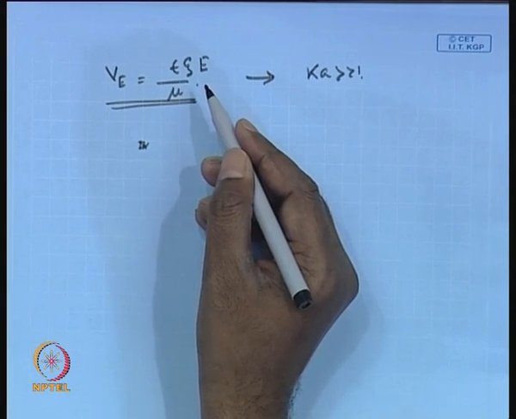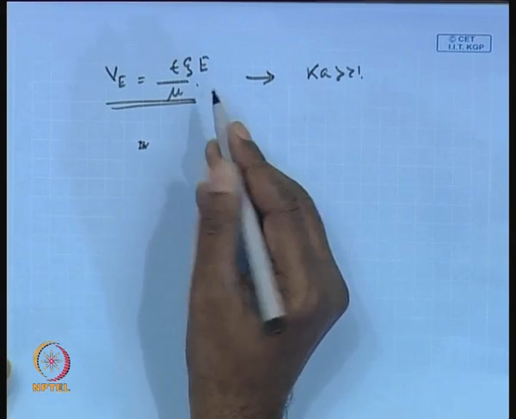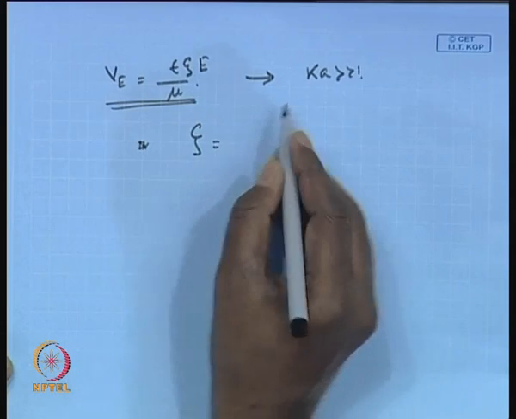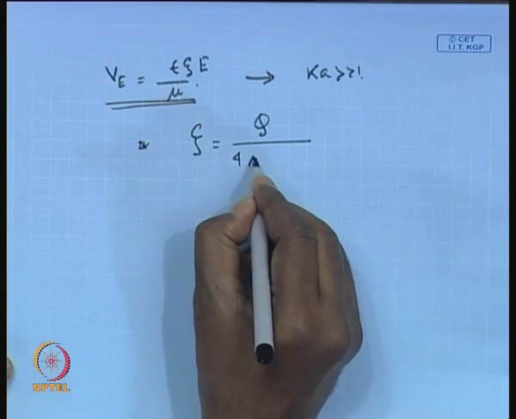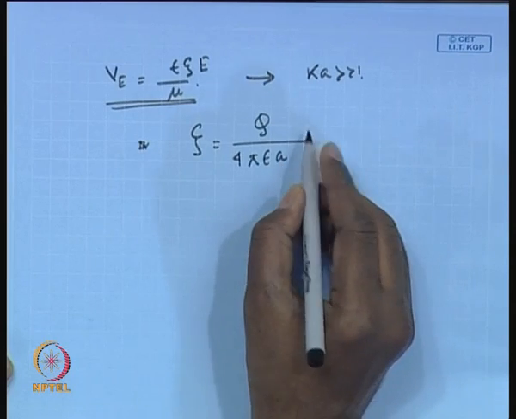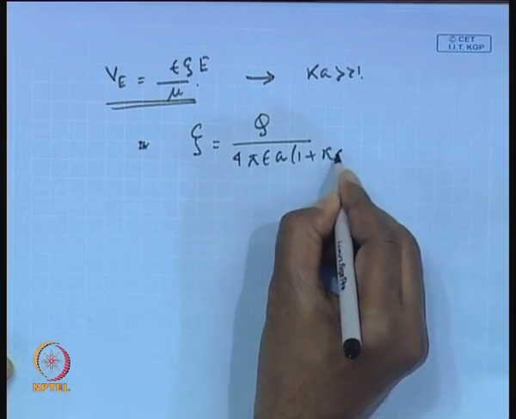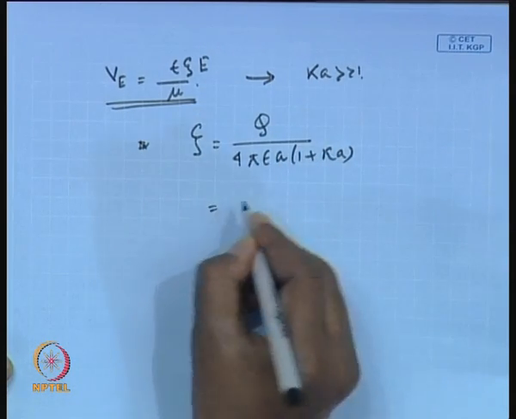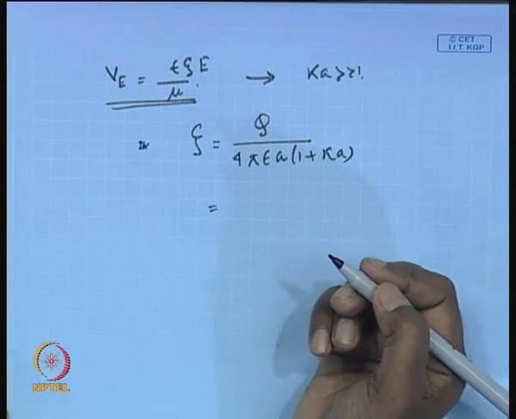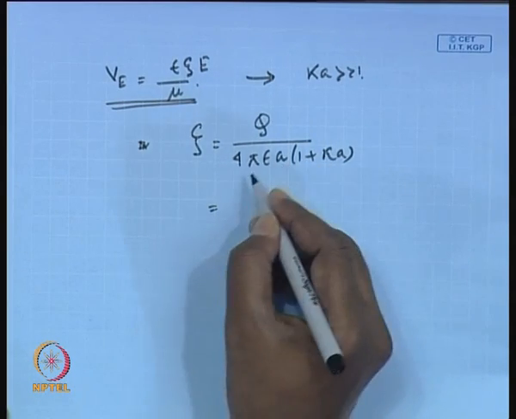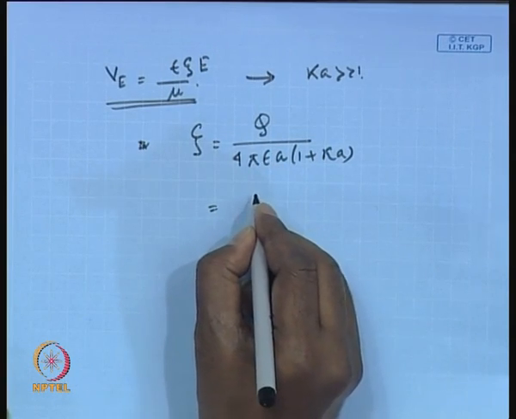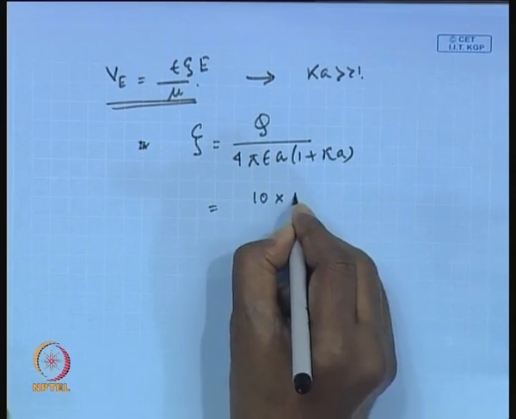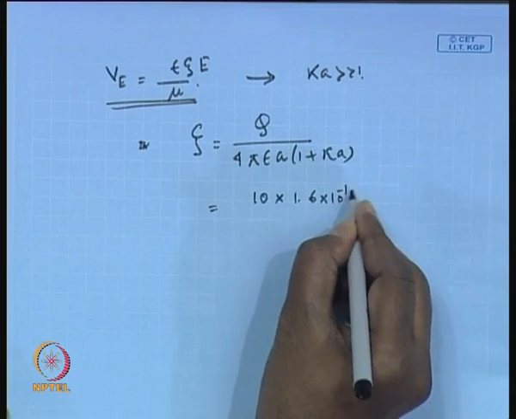For this particular problem, the charge is given. So, you can calculate the value of zeta potential from the formula that we obtained by theoretical analysis earlier. It is Q divided by 4 pi epsilon A into 1 plus kappa A. Because the surface charge is known, we use this; if the surface potential were known, you could have used that. In this case, the charge Q is 10 e, so 10 times 1.6 into 10 to the minus 19 coulomb.